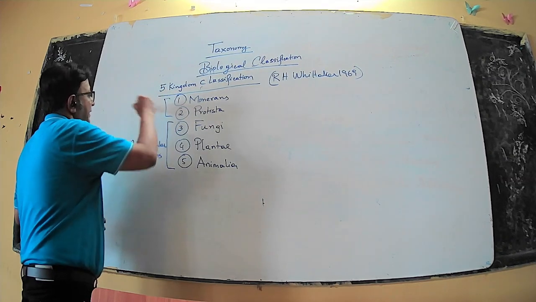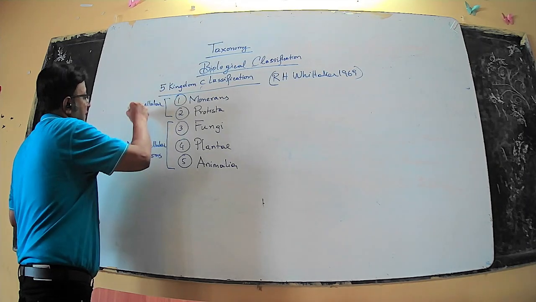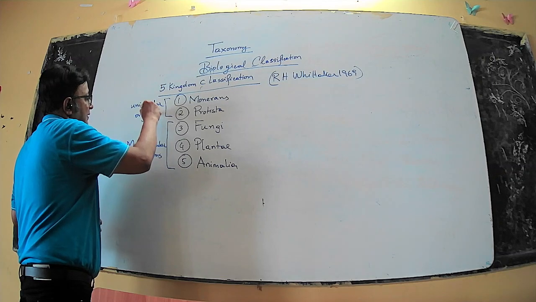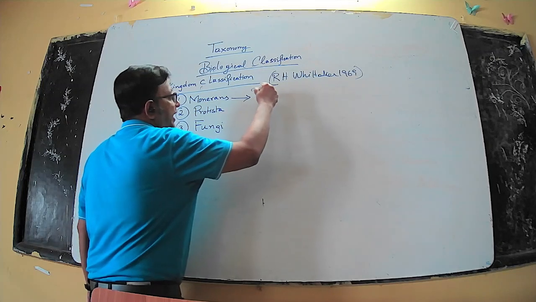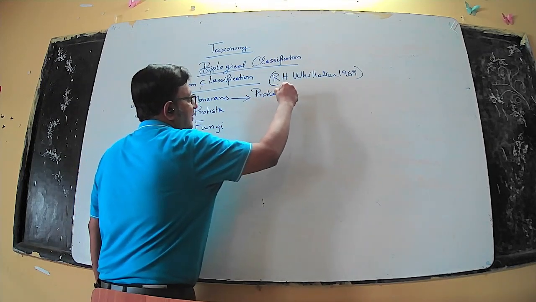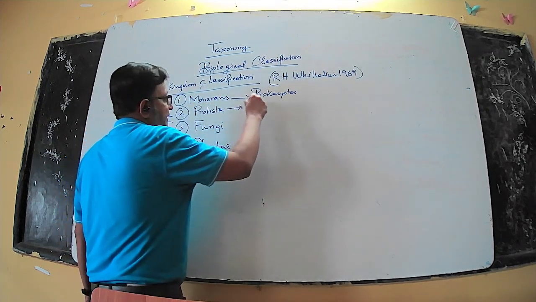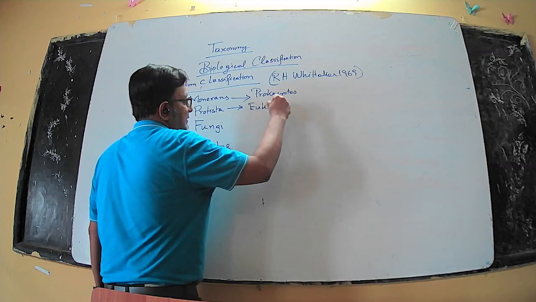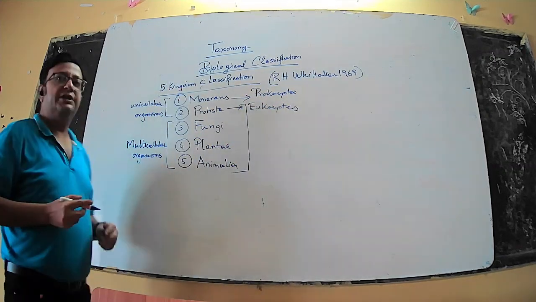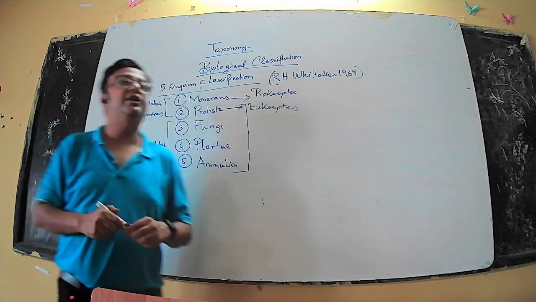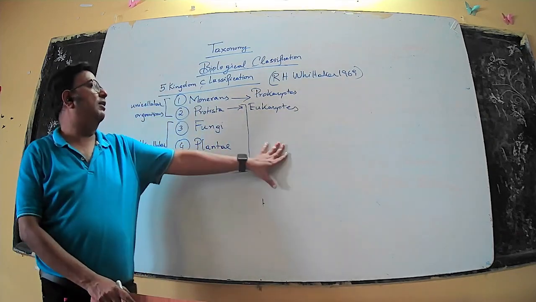And these are unicellular. Monerans are prokaryotes and protista are eukaryotes. So all of them are eukaryotes. The prokaryotes are the bacteria. Now this is just the classification.